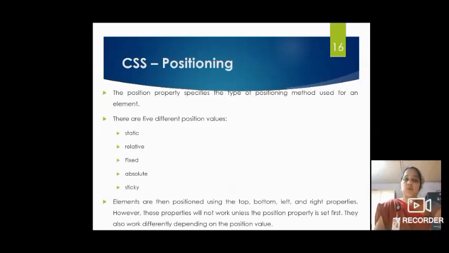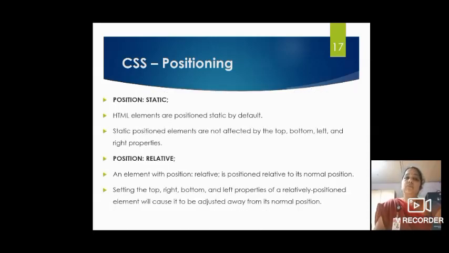Next one is positioning. Positioning specifies the type of positioning of an element. There are different position values: static, relative, fixed, absolute, and sticky. Elements are then positioned with the top, bottom, left, and right properties. However, these properties will not work unless the position property is set first. So first we have to set the position, and then we have to mention in which position the elements have to be placed. It also works differently depending on the position values.